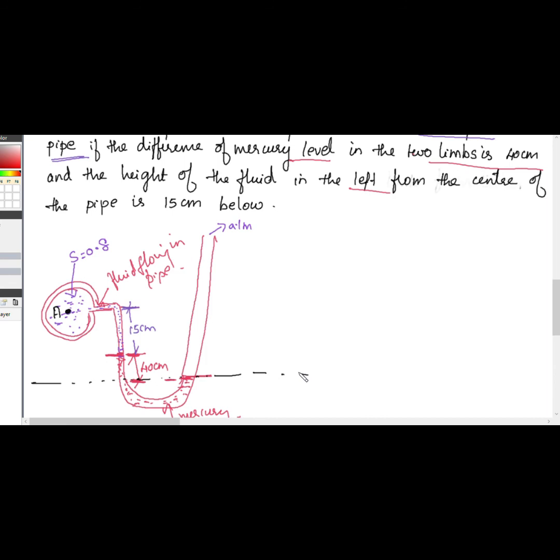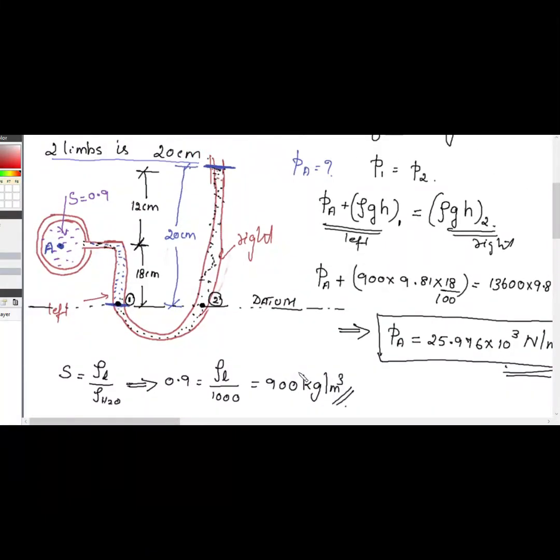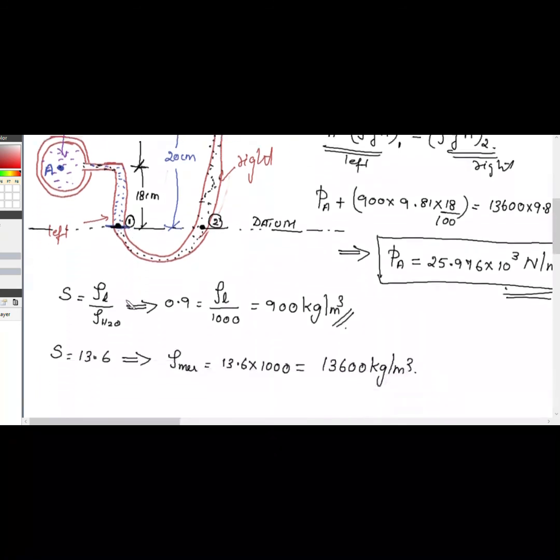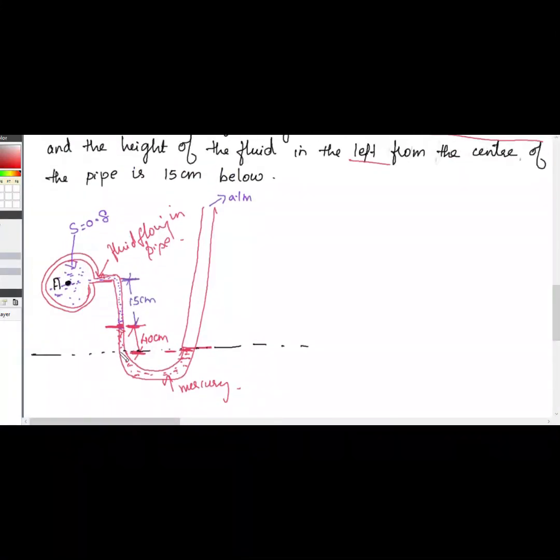See, for the previous problem also, the lower level of the mercury was our datum. Here also, the lower level of the mercury is our datum. You can look into our previous problem. See, the lower level of mercury, so this was our datum. Here also, in this problem, the lower level of the mercury will be taken as our datum.